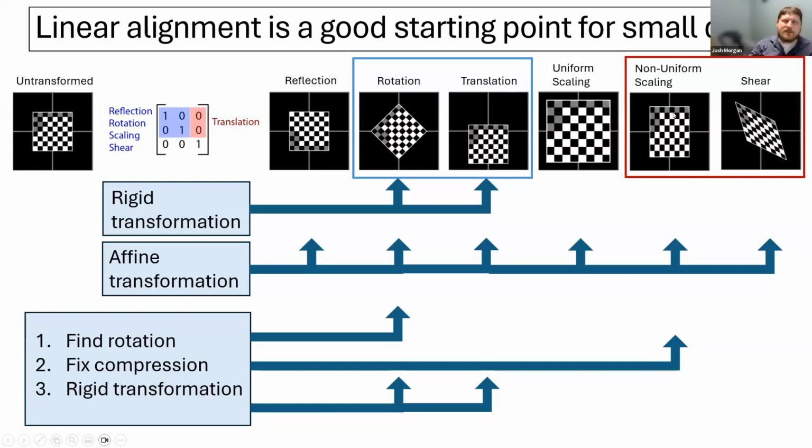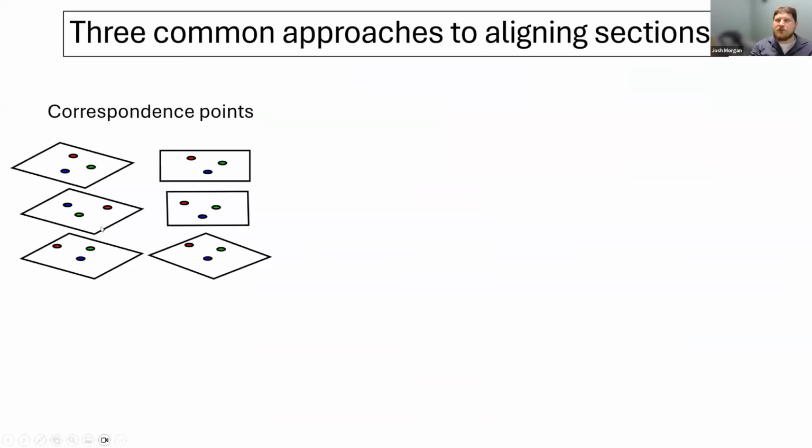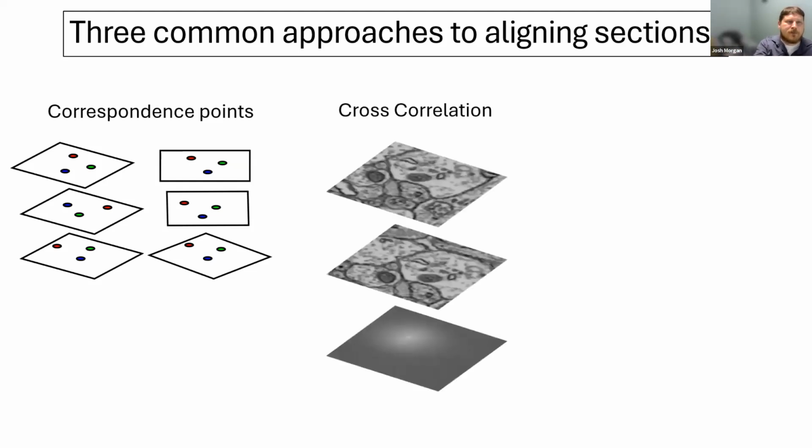Now, how do you actually decide what that transformation should be? There's three basic approaches. So the first one is correspondence points. If you only have a couple sections, you can say, this point in this section definitely matches up with this point in this section. This point definitely matches up with this, and you just have 3 or 4 pairs of correspondence points and solve for that, and you get your alignment. Usually you do this manually, but you can also have things embedded in your tissue, for instance, that are easy to identify that can help you do this solution.